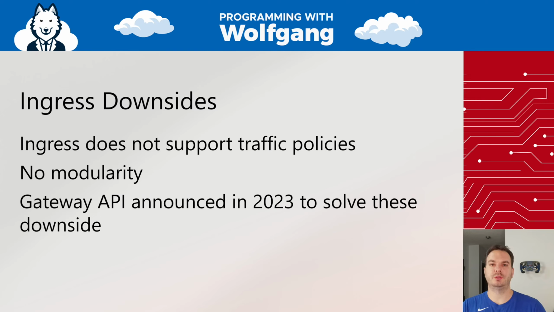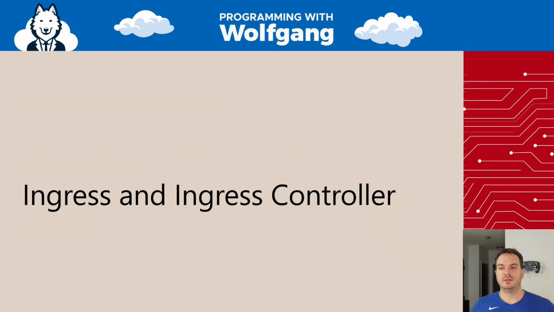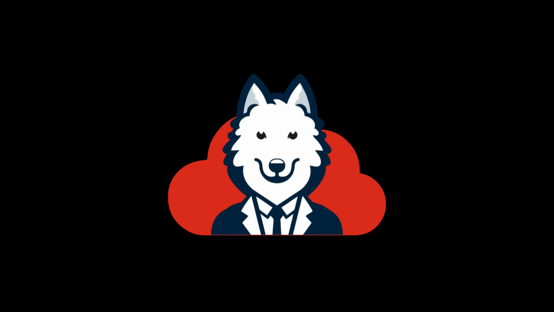Most, if not all, of these downsides have been addressed in the Gateway API, which was announced in 2023. This means I'm already late to the party, but there are so many new features in Kubernetes all the time, which makes it a bit hard to keep up, and better late than never. Now, before we go into the Gateway API, let's take a look at the Ingress and the Ingress controller so you can see how the configuration looks.